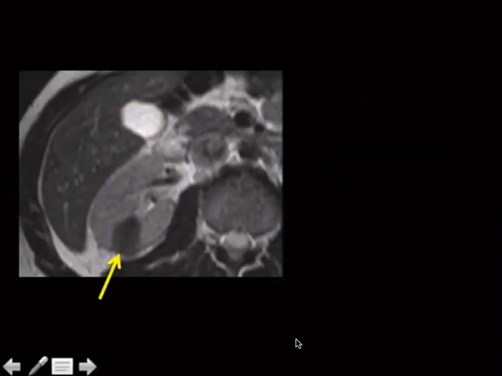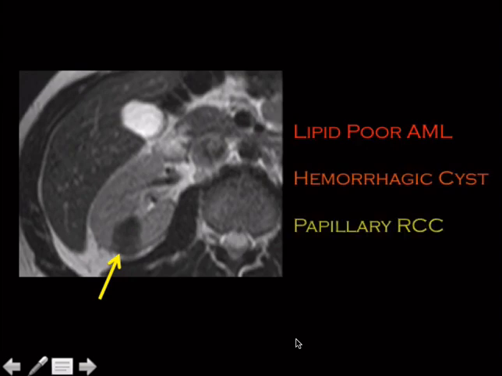So we touched on this a second ago. T2 dark lesion. So this is a classic differential. Multiple choice radiology doesn't typically do a lot of differential questions, but it's useful to have this to know what this could be. Academic radiologists tend to love this particular question for some reason. So there's 3 things: lipid poor AML, hemorrhagic cyst, and this papillary subtype renal cell carcinoma.